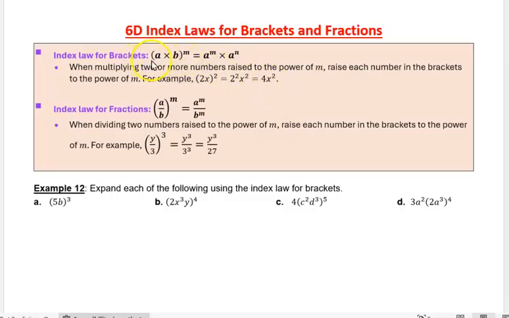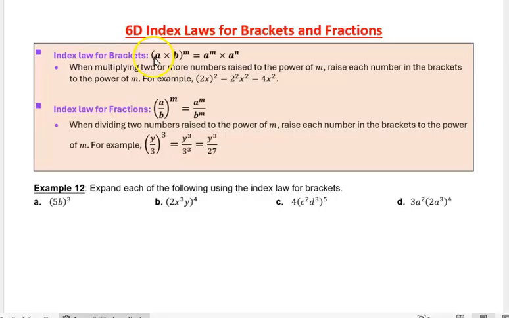So if we have, for example, multiplying two or more numbers raised to the power of m, so we have number a times number b in brackets, you raise each number in the brackets to m. For example, if we had 2x in brackets to the power of 2, it would be 2 to the power of 2 times x to the power of 2, because that's what's happening in there.